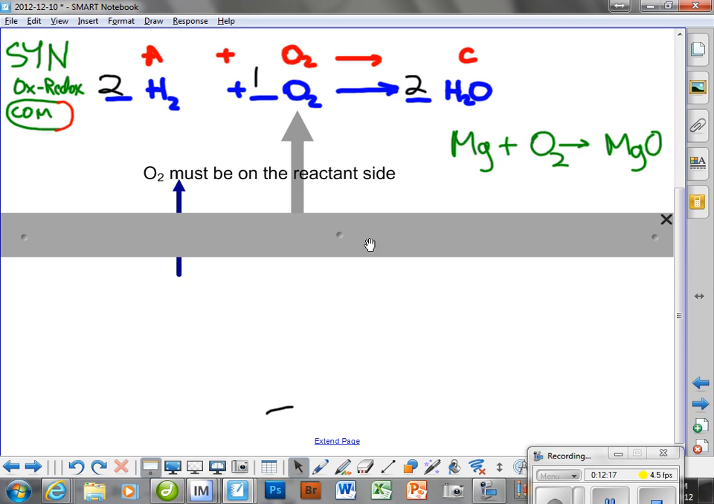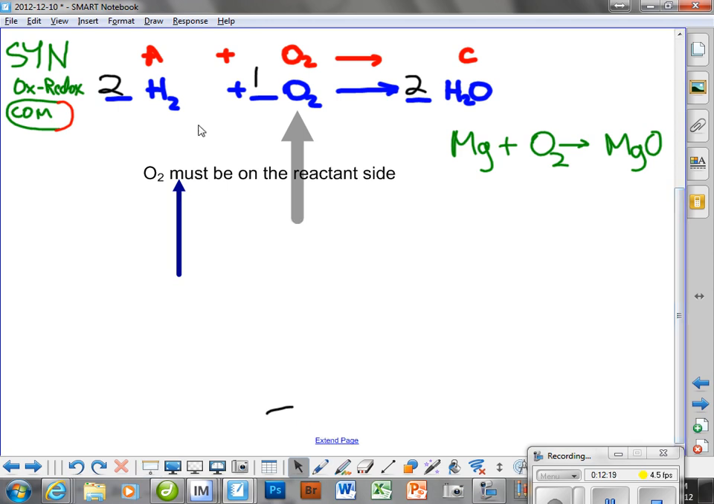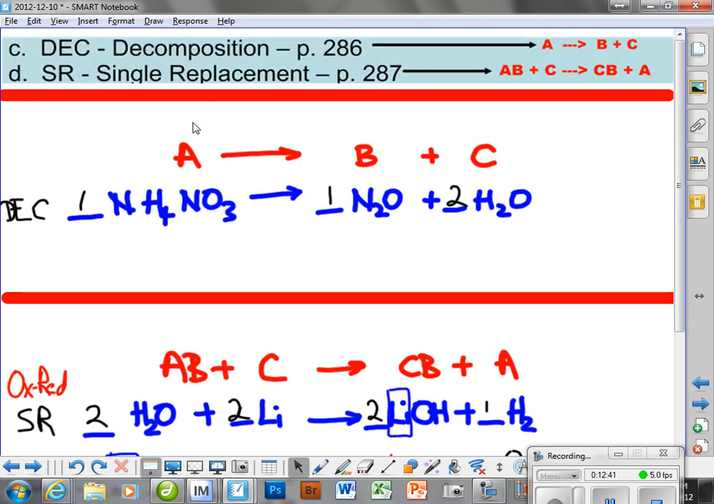Okay, right here, this guy, oxygen must be on the reactant side, or the left side of the equation. If you have oxygen all by itself over here, it's not oxidation reduction. It has to be oxygen as a reactant. Okay? Let's go on, and let's get a pointer back here.